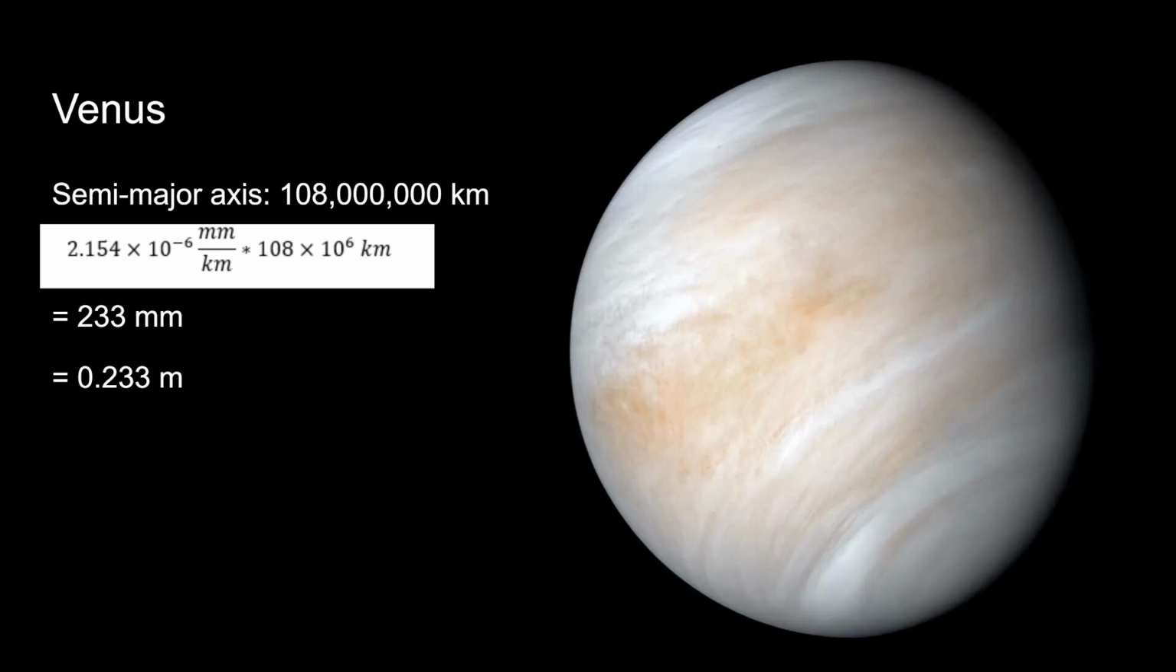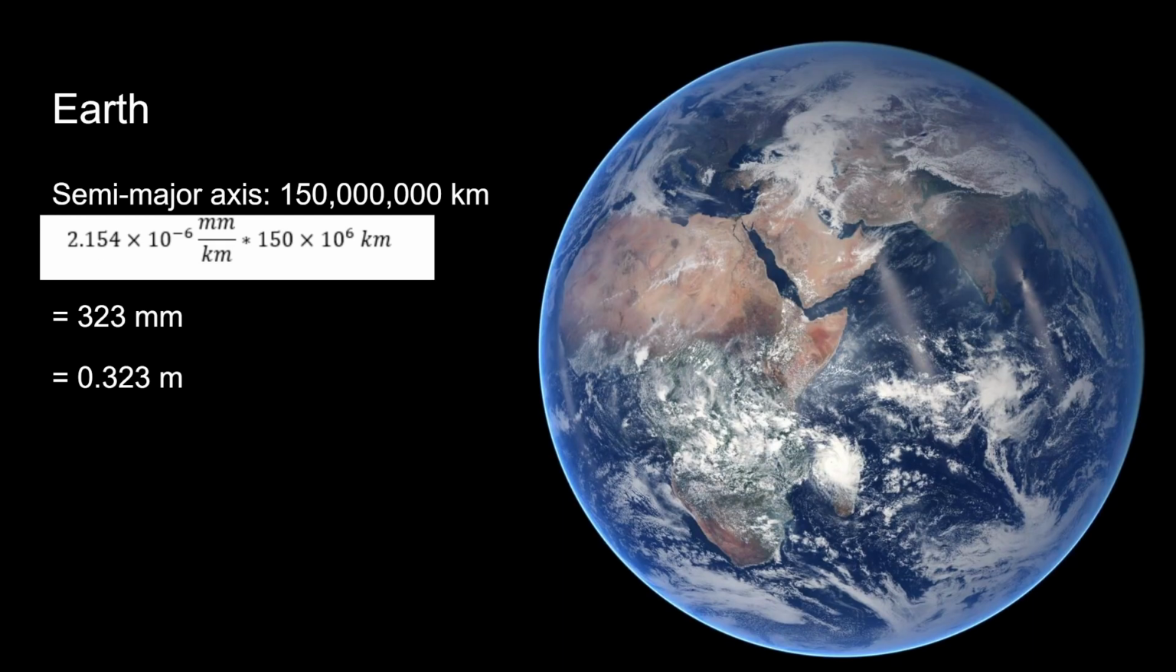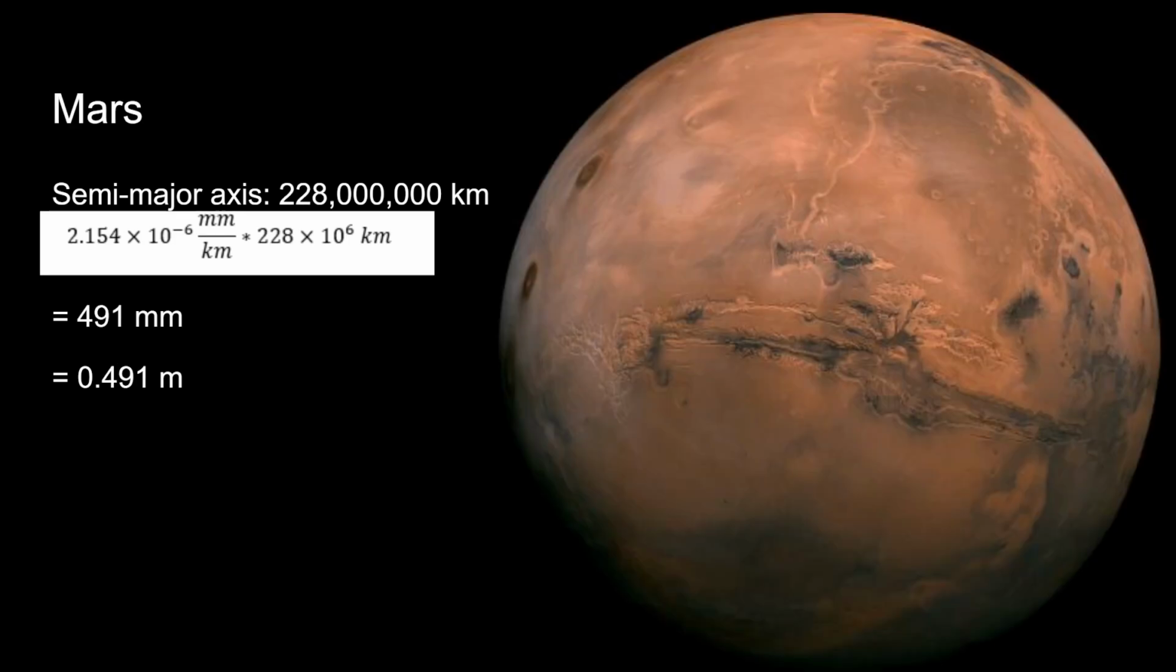Venus is next with a semi-major axis of 108 million kilometers. So when you multiply this by the scale factor, you get 233 millimeters, or 0.233 meters. The Earth is up next with a semi-major axis of 150 million kilometers, like I said earlier. Multiply this by the scale factor, and you get 323 millimeters, or 0.323 meters.